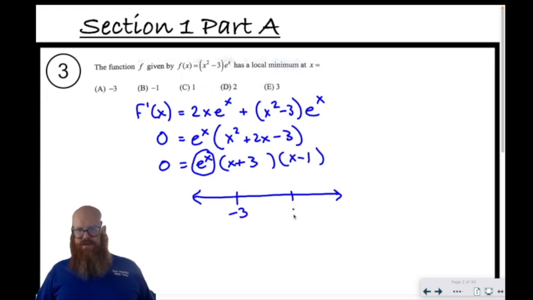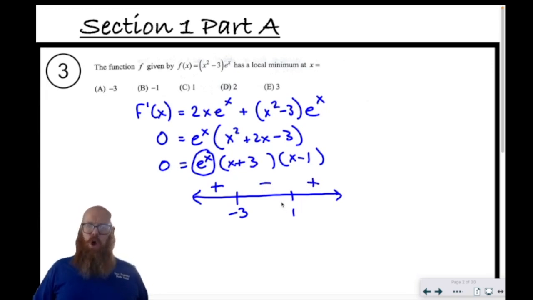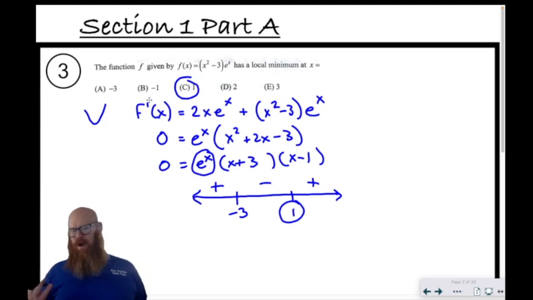So I have negative 3 and positive 1. If I choose a number over here like negative 4, I'm going to get two negatives, so that's a positive. If I choose a number between, like 0, I get a positive and a negative. That makes a negative. And a number bigger than 1 makes them both positive. And a local minimum, let's remember, is decreasing to increasing. So that's going to occur when x is equal to 1. You could do second derivative test there, but why take the second derivative of this? I feel like first derivative test is a little bit easier.